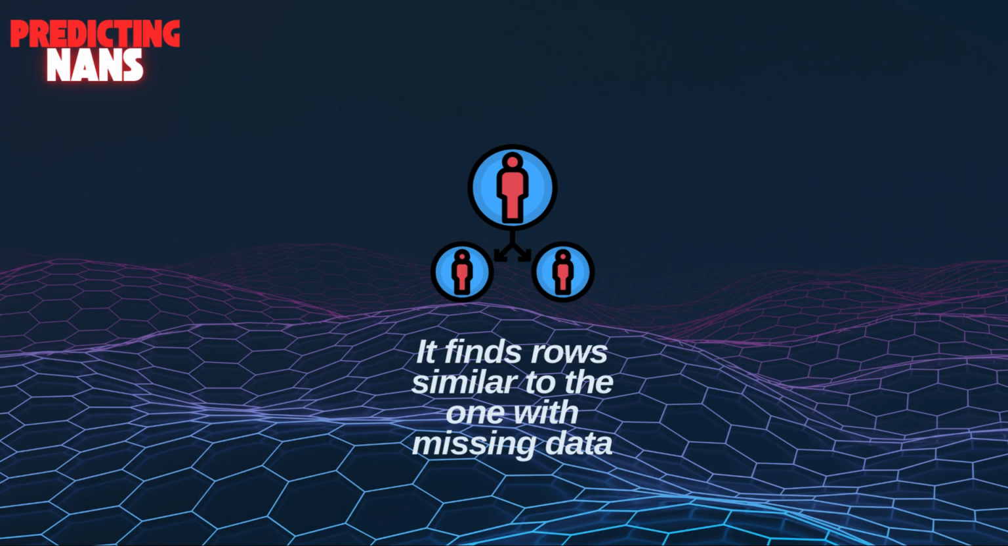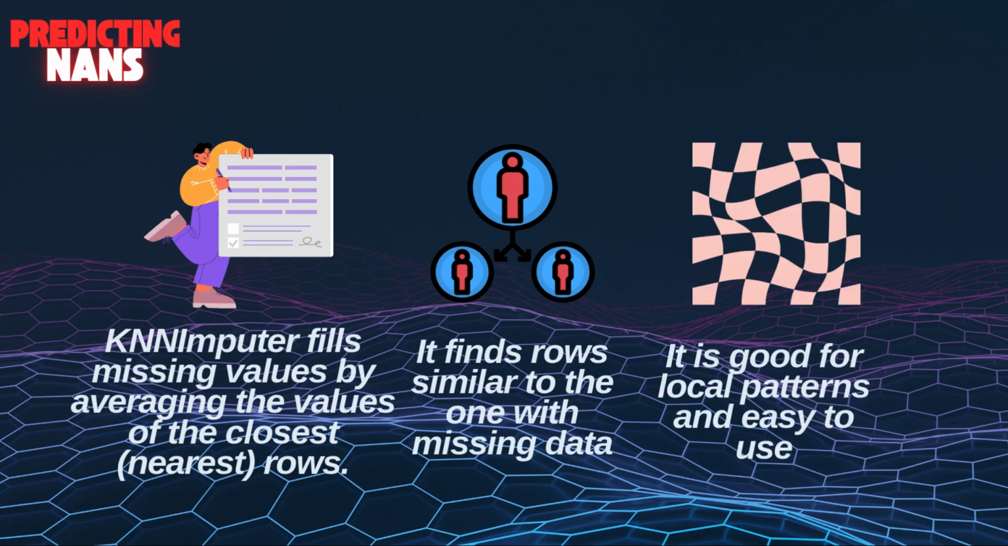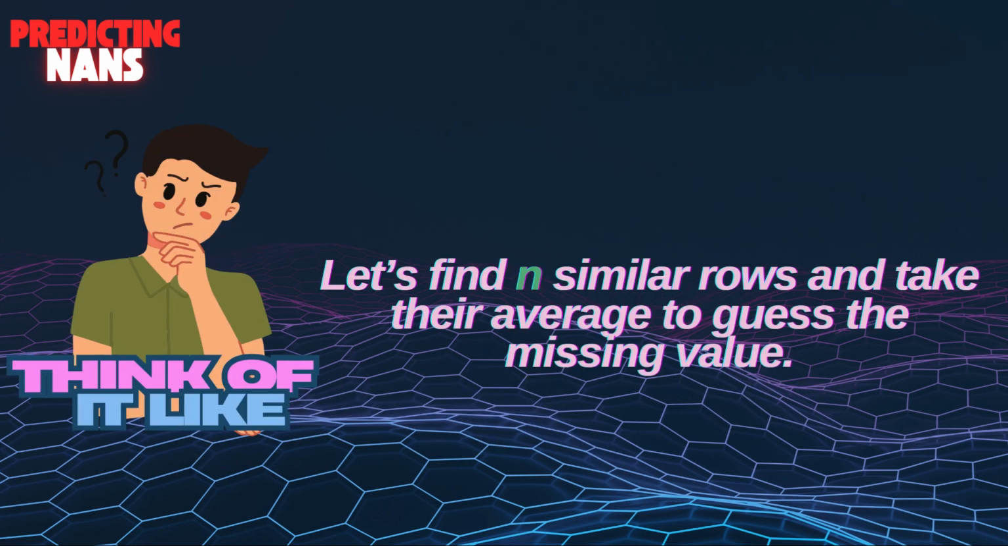The KNN imputer works by finding rows in your dataset that are similar to the ones with missing values. It then fills the missing values by averaging the values from the nearest neighboring rows. It's great for capturing local patterns, and it's very straightforward to use. You can think of it like this: let's find a few similar rows and take their average to guess the missing value.